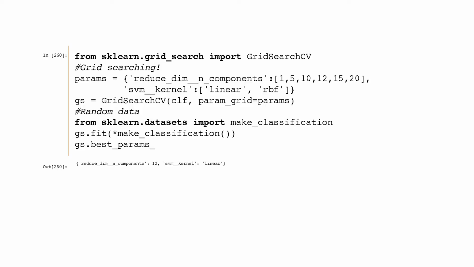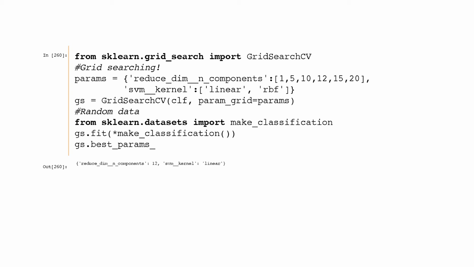So this is it. If we were going to do grid search with this pipeline, we can use our normal GridSearchCV functionality here. We pass that our estimator, which in our case is the pipeline, and then we pass that a param grid of things that we want to search.